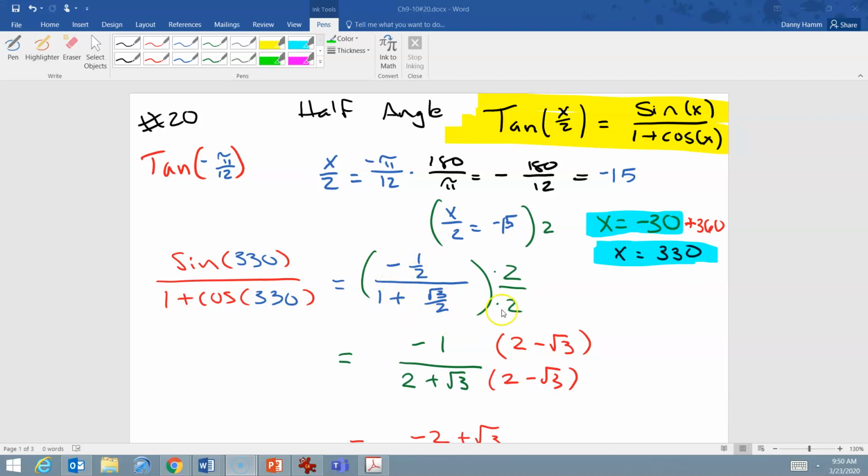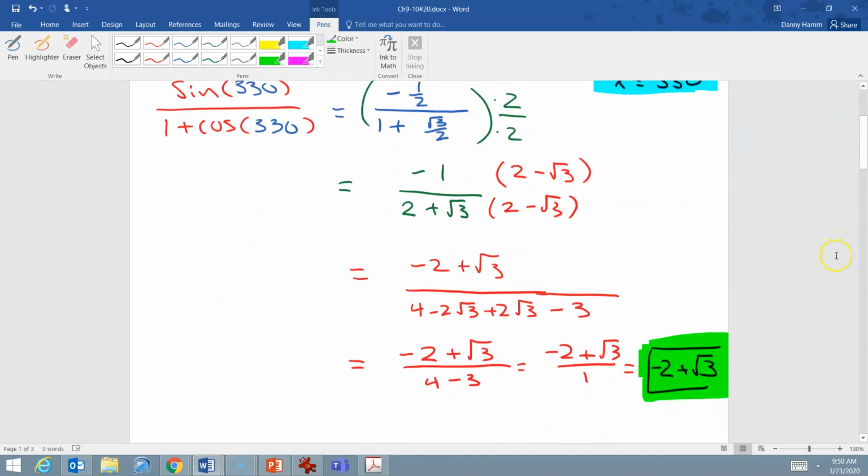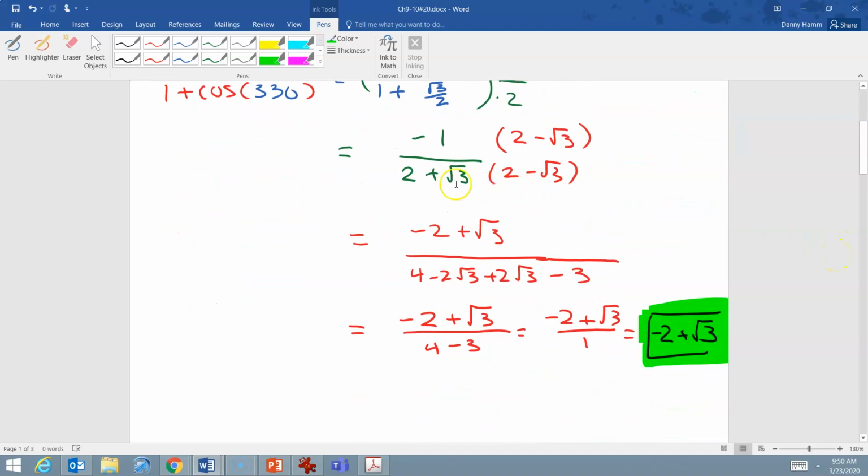In green, I have chosen to multiply the top and the bottom by 2, giving us negative 1 on top. Be sure that you distribute that 2 on the bottom. So 2 times 1 is 2, and 2 times root 3 over 2 is root 3. But we still have a nasty little denominator there, so we are going to have to rationalize that by multiplying by the conjugate, which in red is 2 minus root 3. So we multiply that on top, simply changing the signs to negative 2 plus root 3.